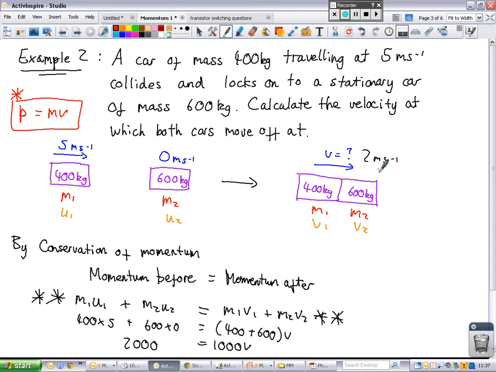So in every momentum calculation, and in the experiment in a moment, what we're going to do is just draw out a diagram like this, indicate on it what the masses are, what the velocities are, and then we can figure out what a missing velocity is, or even a missing mass as well, as you sometimes might be asked.